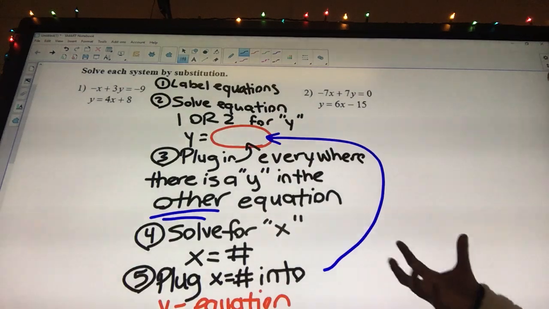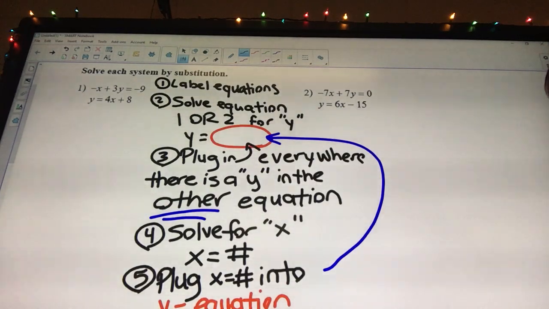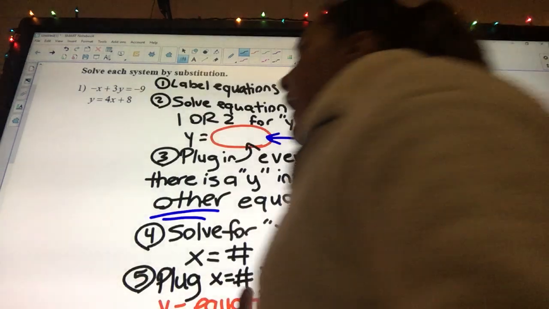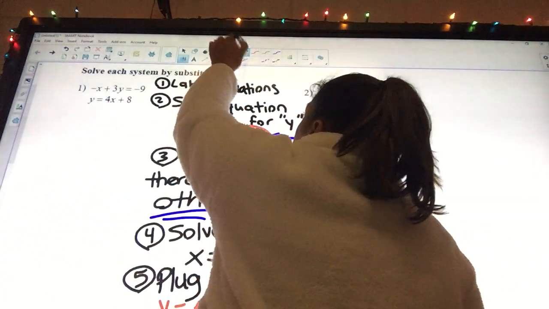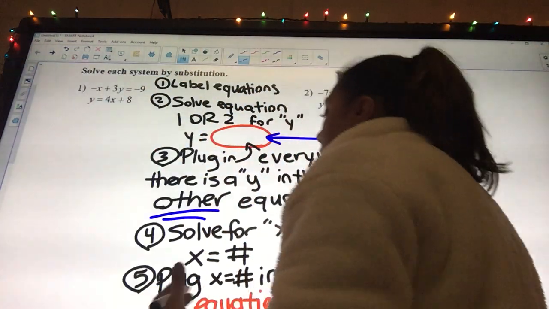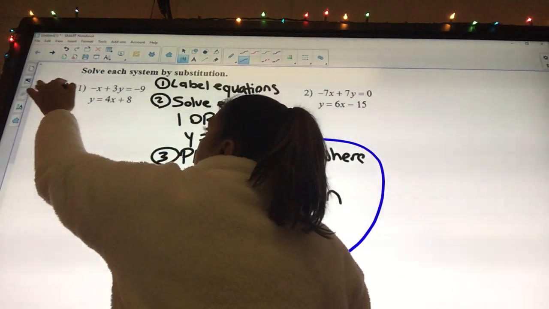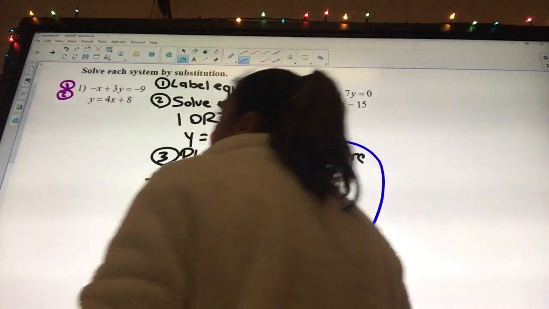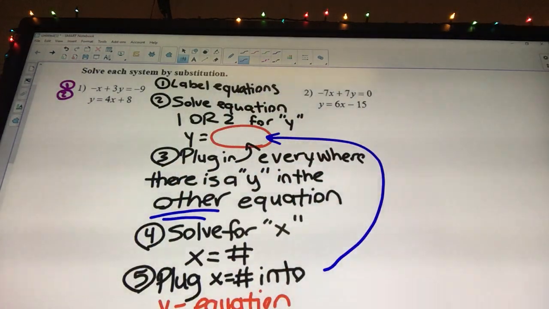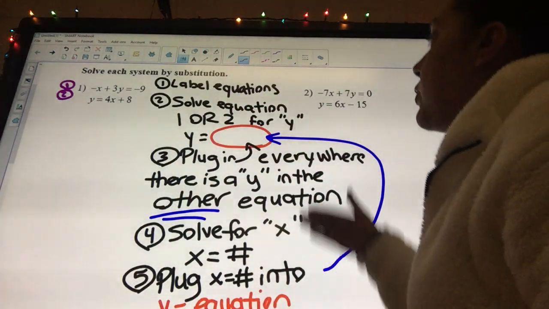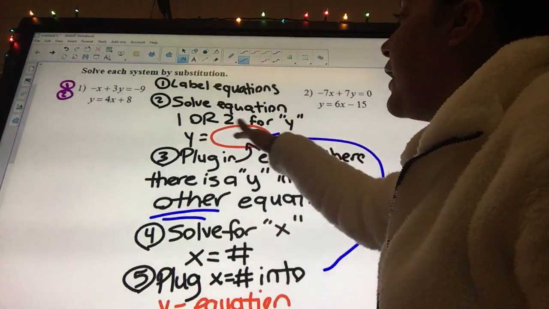Now, edit these instructions as we go. If you're like, I don't follow what she's talking about, edit it. Just by following the steps, we're going to label 1 and 2 by our equations. We have equation 1 and equation 2. We're going to solve equation 1 or 2 for y equals.